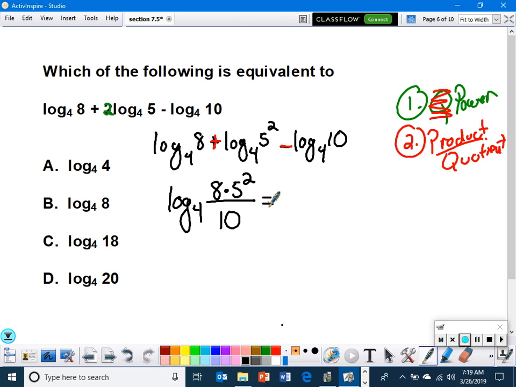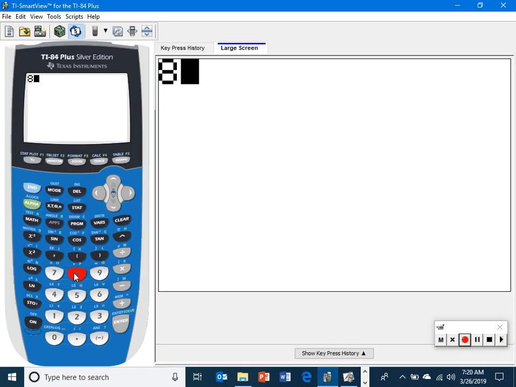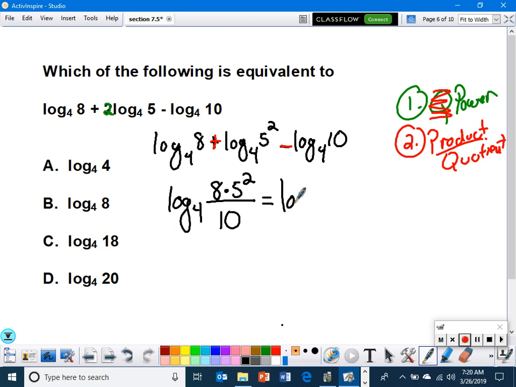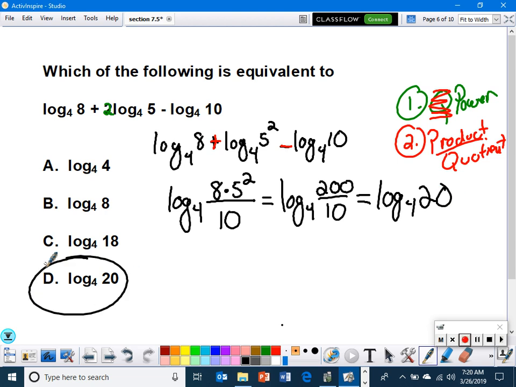All right, well, if we need to, we can use our calculator. So 8 times 5 squared is 200. So this is log base 4, 200 divided by 10. And then I can now divide 200 by 10. I get log base 4, 20. So D is our final answer. All right, rewatch that again. Again, my apologies. If we're going backwards, we do the power first. All right, moving on.